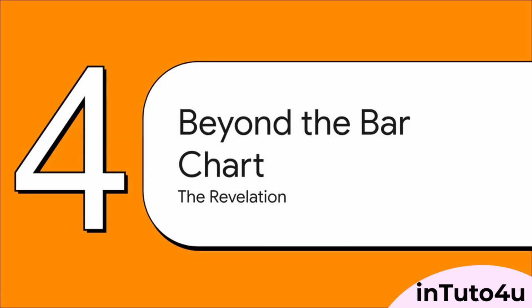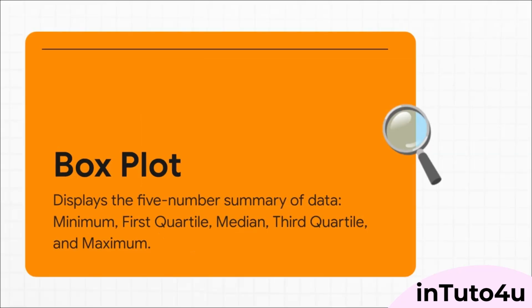Okay, so we know bar charts can hide the truth about distribution. So what's the answer? Well, it's time to go beyond the bar and meet the real heroes of our story. These are the alternative charts that reveal the data instead of concealing it. First up is the box plot. This is a massive upgrade from a single bar.